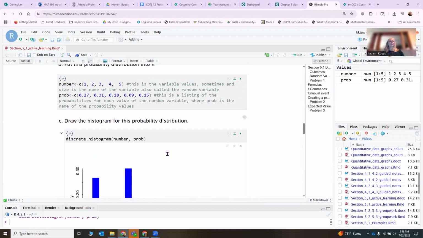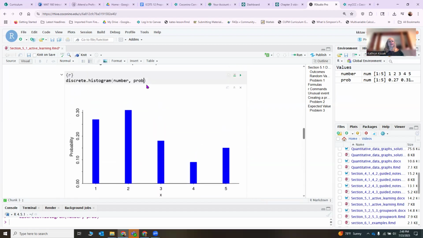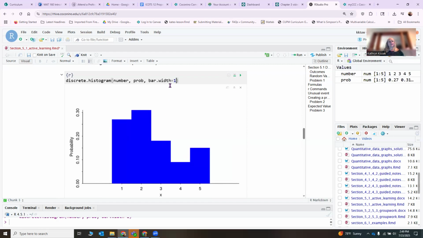But we'd like to do a little bit more with the graph. We'd like to put some things together. First off, I really like the bars touching. So the way we do that is we call it bar.width equals 1. And now the bars will touch.